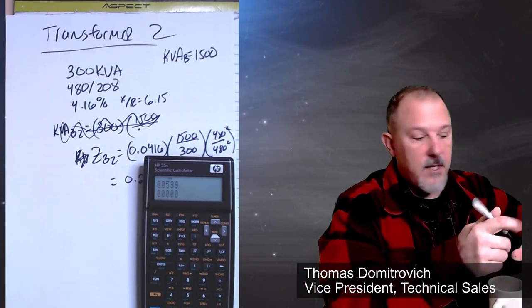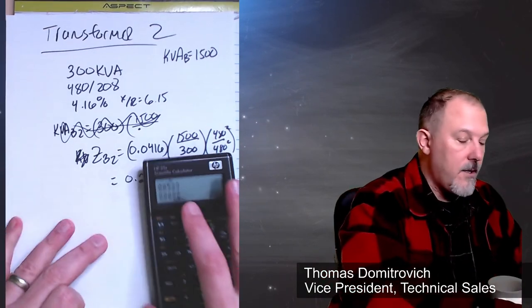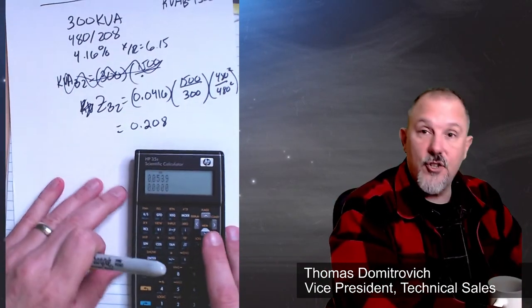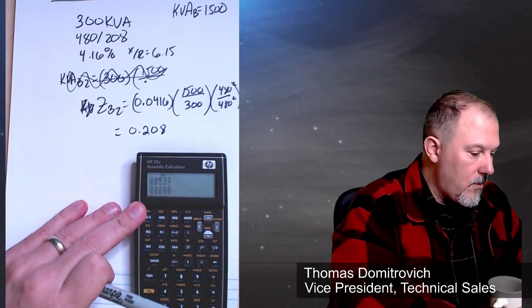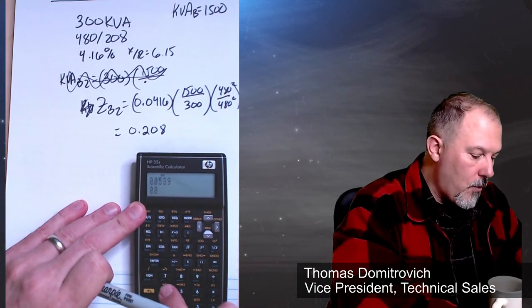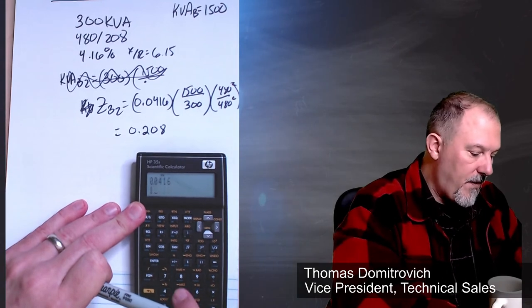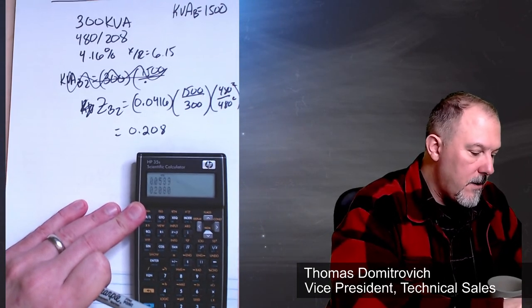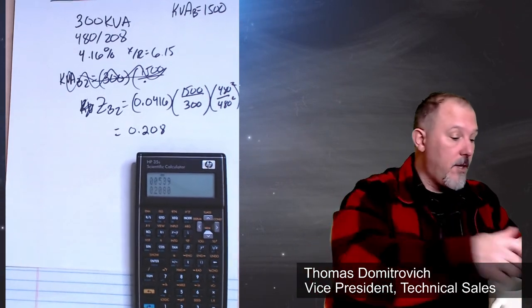Doing math is like working in the garage on woodworking. Measure twice, cut once. So 0.0416 times 1500 divided by 300 is 0.208. I feel good about that.